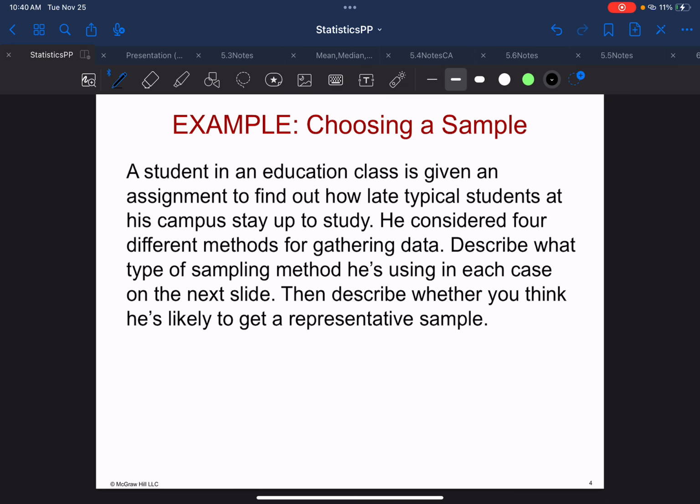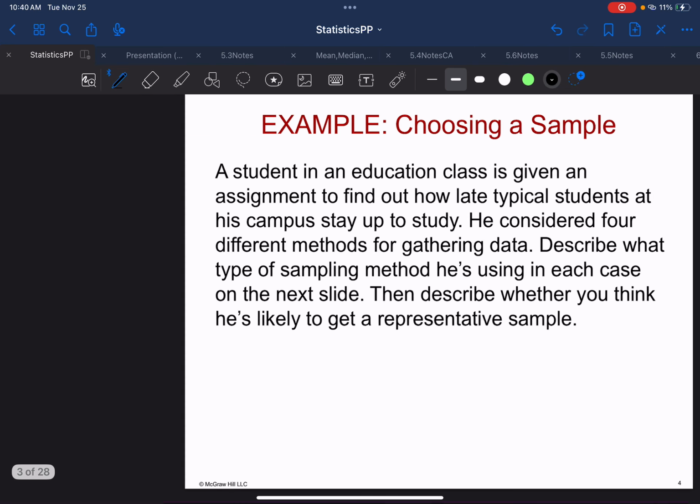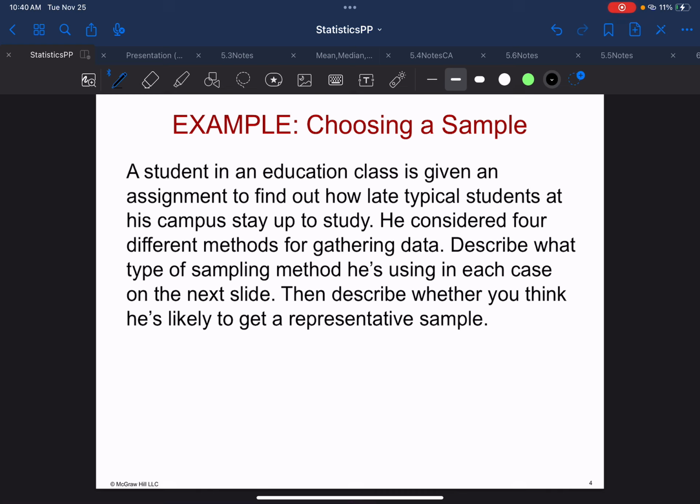Okay, so we're going to look at an example and identify the different types of sampling that each example is describing. You'll have questions like this on your module, and they can be pretty confusing. This one says that a student in an education class is given an assignment to find out how late typical students at his campus stay up to study. He considered 4 different methods for gathering data. Describe what type of sampling method he's using in each case on the next slide. Then describe whether you think he's likely to get a representative sample.